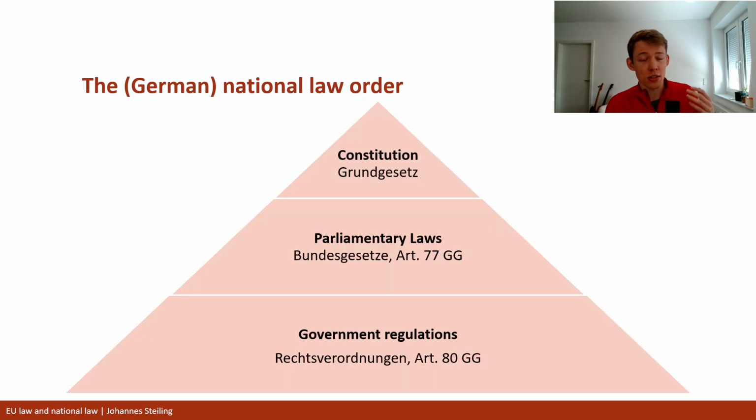So usually in the national legal orders of the EU member states, you have a constitution, and then you have laws passed by parliament. And then you might have lower levels, like government regulations. In Germany, for example, the parliament can give the government certain competences to pass government regulations. And then you might also have things passed by the local administration, which are even lower.